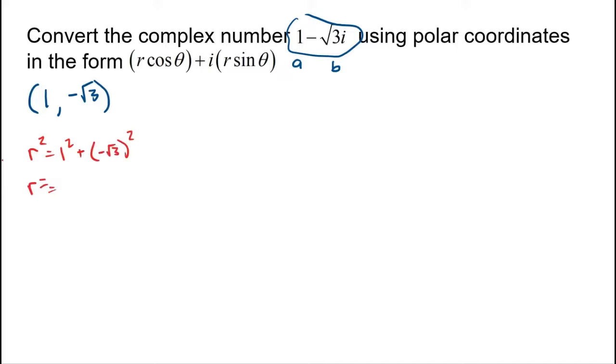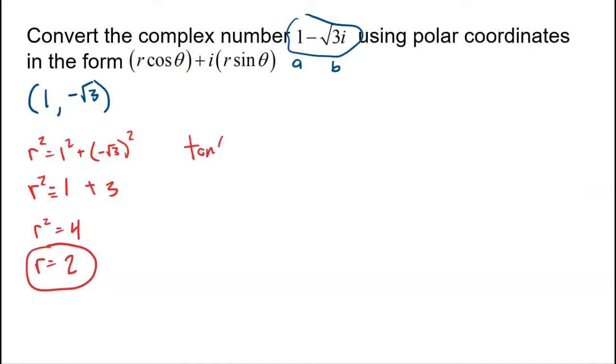So r squared equals, whoops, I messed that up a little bit. Sorry for my messy handwriting. r squared equals 1 plus 3. 1 squared is 1, negative radical 3 squared is 3. So r squared equals 4. Therefore, r equals 2. Okay, not too bad. Now to find theta. Well, I know that tangent of theta equals my y value of negative radical 3 over my x value of 1. Therefore, tangent of theta equals negative radical 3.